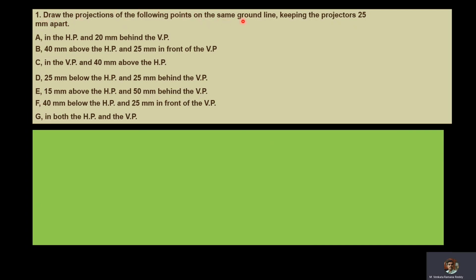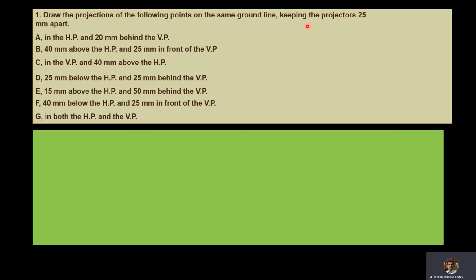Draw the projection of the following points on the same ground line, keeping the projectors 25 mm apart. Point A in the HP and 20 mm behind the VP. Point B 40 mm above the HP and 25 mm in front of the VP. Point C in the VP and 40 mm above the HP. Point D 25 mm below the HP and 25 mm behind the VP. Point E 15 mm above the HP, 50 mm behind the VP. Point F 40 mm below the HP, 25 mm in front of the VP. G in both HP and VP.